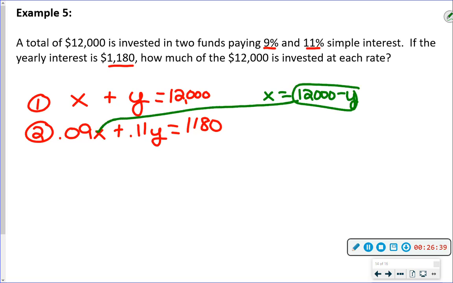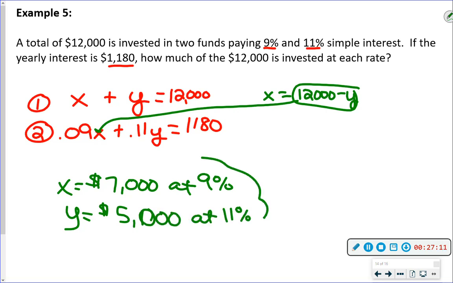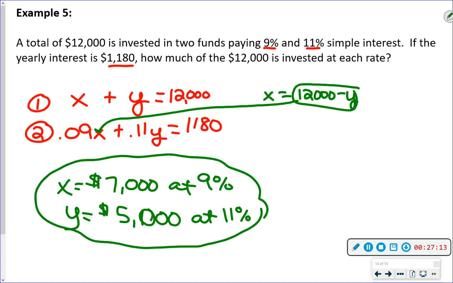Okay, for the sake of time, I'm watching the clock because I want to give your test back before the 4-day weekend. Can I just give you the answers for these? You can finish solving them, I'm assuming. Okay, so X is $7,000, and that was at the 9%. And clearly, if X is 7,000, what's Y turn out to be? 5,000. I trust you can do all the substitution and distributing and solving, etc. It's the equations that are the key.